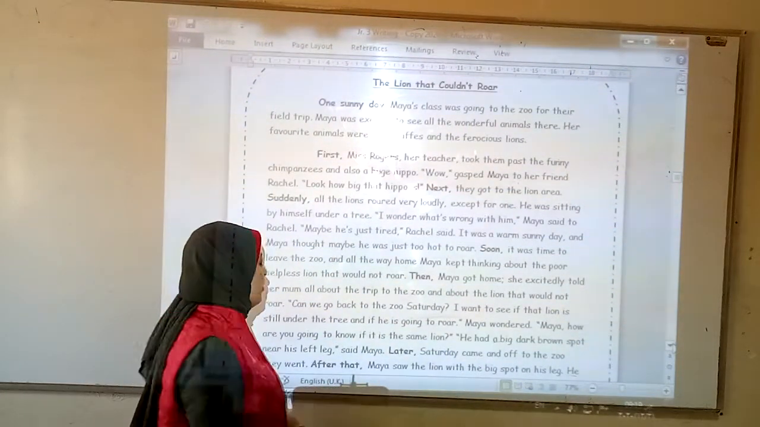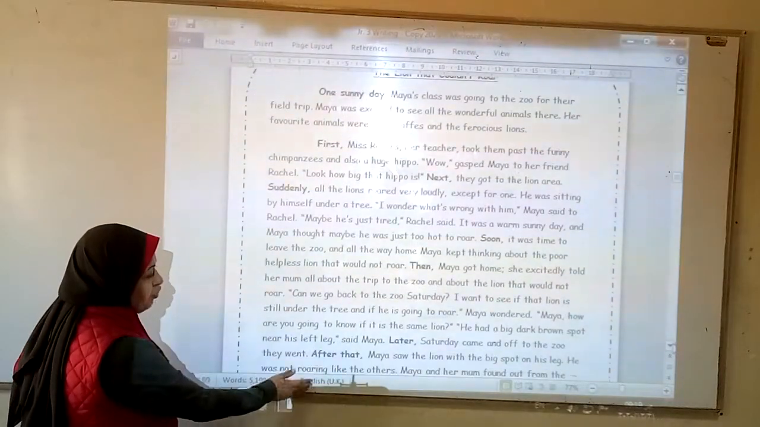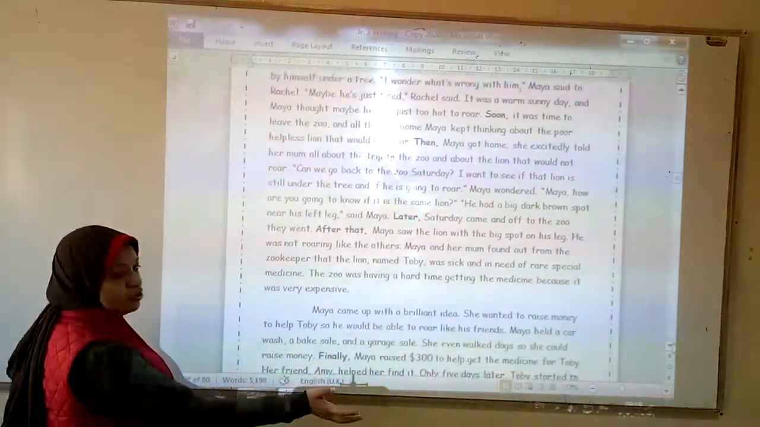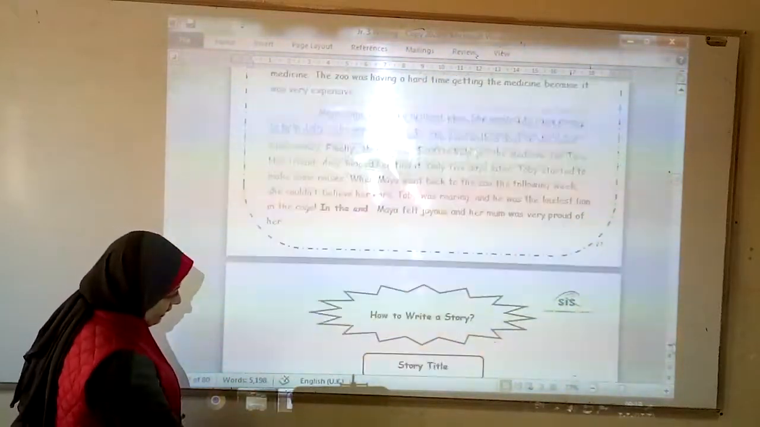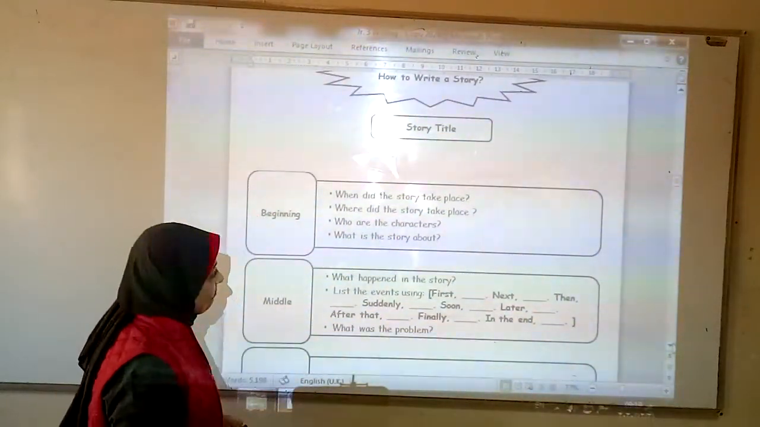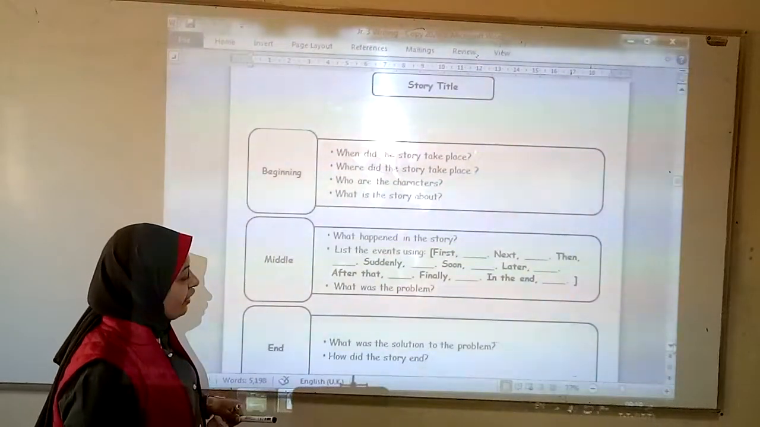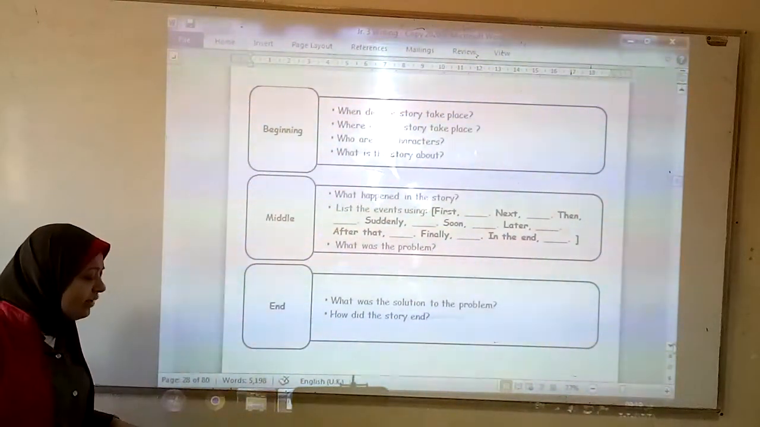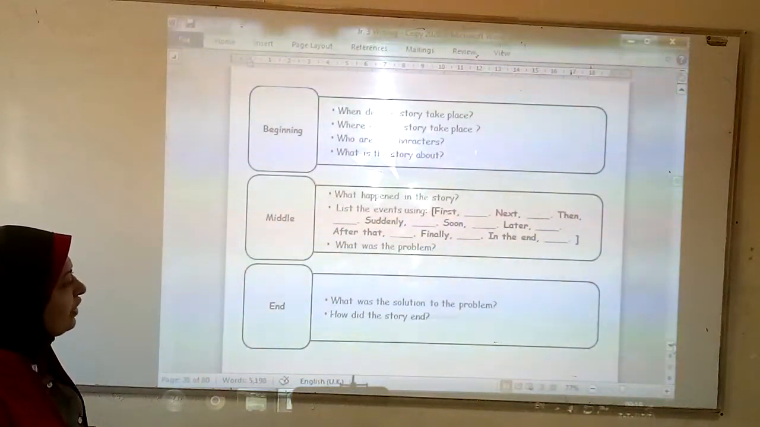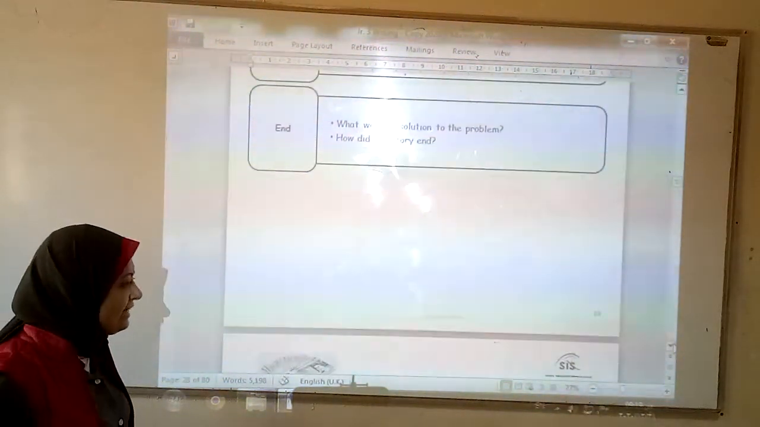And down there, we are going to find the solution of the problem. Okay? Here, we are going to read a story that we are going to add to it its ending.